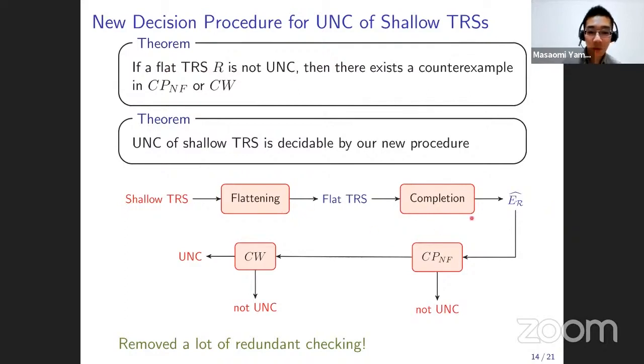Flattening and completion is the same as previous work. And from ER hat, we construct CPNF, and if any counterexample is found, output not UNC. And next, construct CW. If there exists no counterexample in CW, we can conclude that the inputted shallow DRS has the UNC property. As you can see, we have removed a lot of redundant checking compared to previous work.